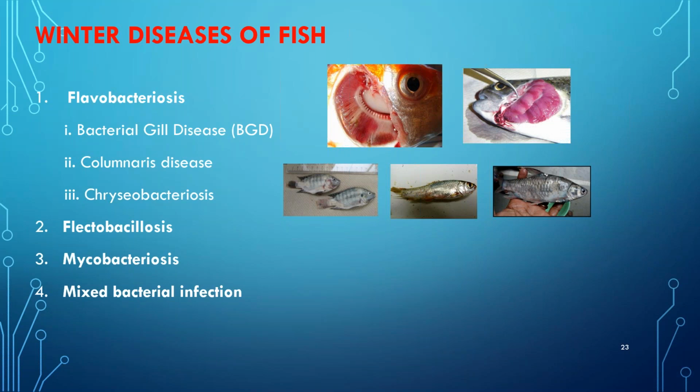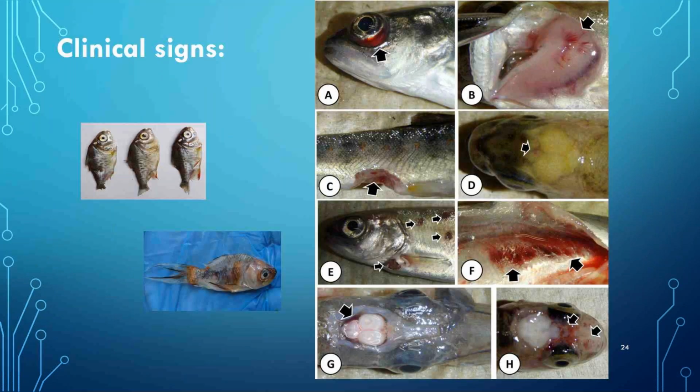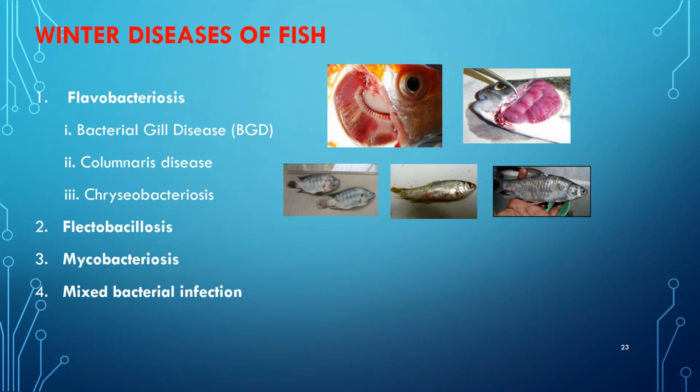Now talking about the winter diseases of fish. Flavobacteriosis tops the list. Under that comes bacterial gill disease. The basic behavioral signs that this disease shows are lethargy, loss of appetite, gasping at the top of the water, then sluggish response. Mortality will be quick, and it will increase in the succeeding hours and days if left untreated.